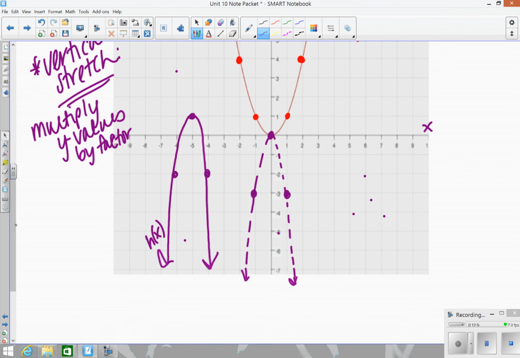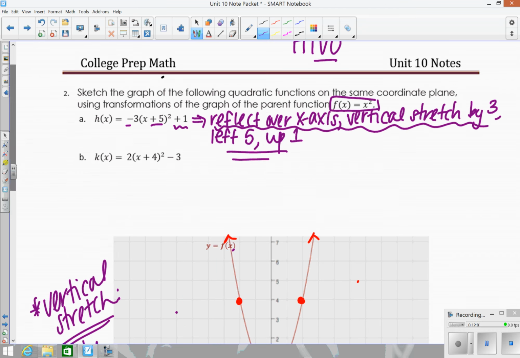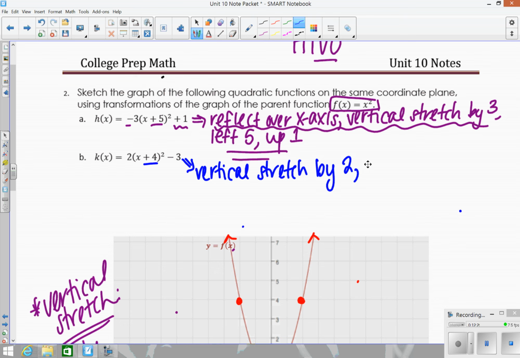So now the next one we're going to do, first thing we're going to do is decide what we are doing to this. So we have a 2 out in front that tells me it's going to be a vertical stretch by 2. No reflection this time because I don't have any negatives. Then I look here and I have a plus 4, so that means I'm going to be going left 4 because it's on the inside. And the -3 tells me down 3 because it's on the outside, so we do vertical. We follow what makes sense, so negative means go down.